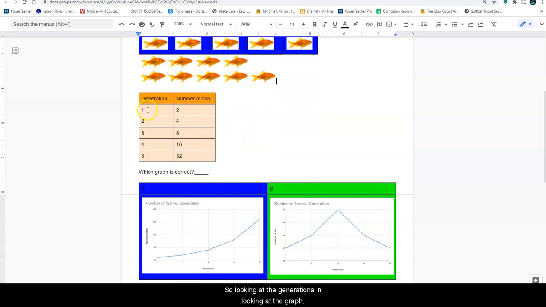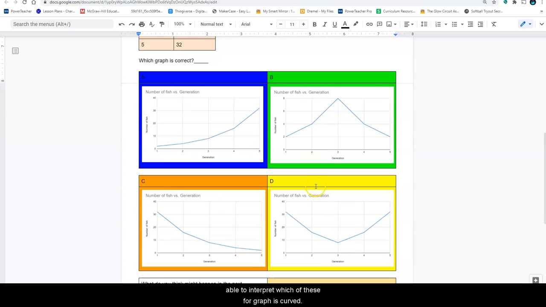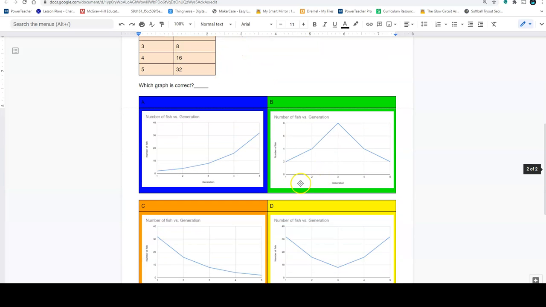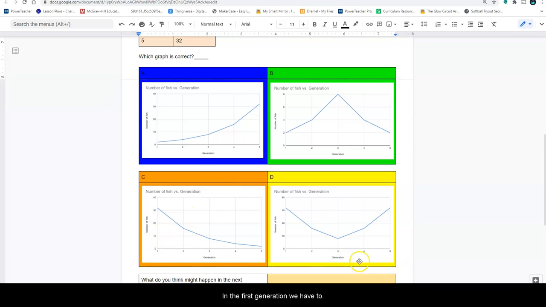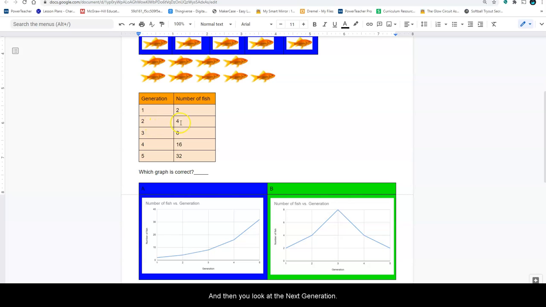So looking at the generations and looking at the graph, the number of fish, you need to use your skills reading a graph and being able to interpret which of these 4 graphs is correct. So in the first generation, we have 2. So here are the generations on the bottom. In the first generation, we have 2. And then you look at the next succeeding generations.